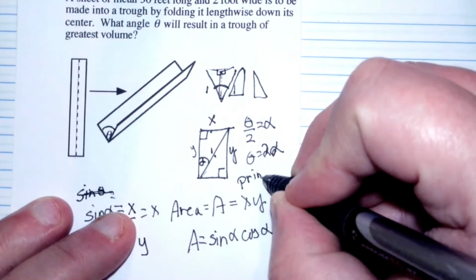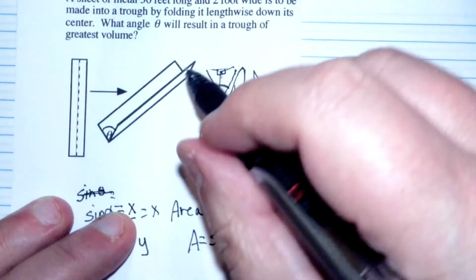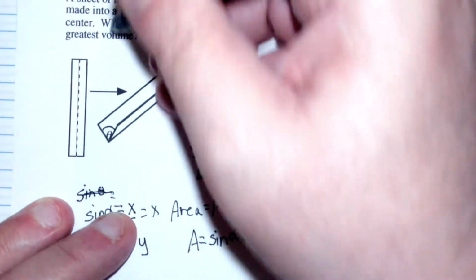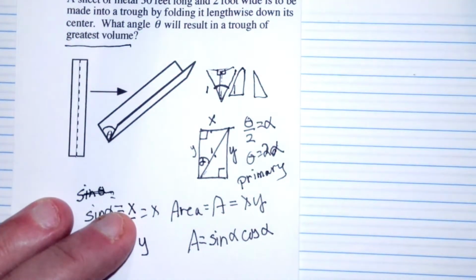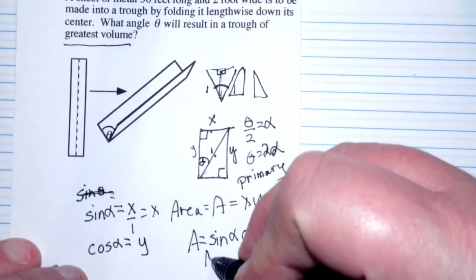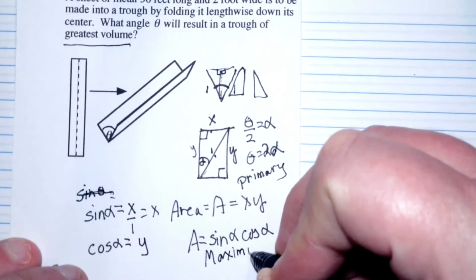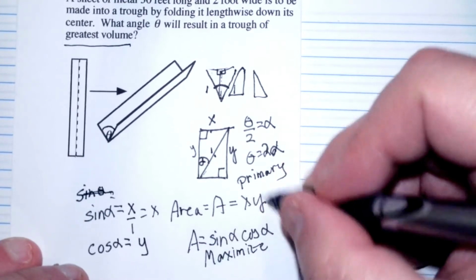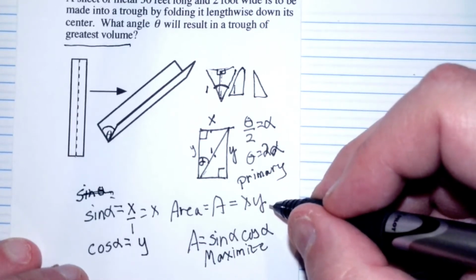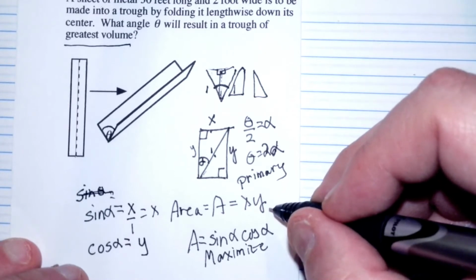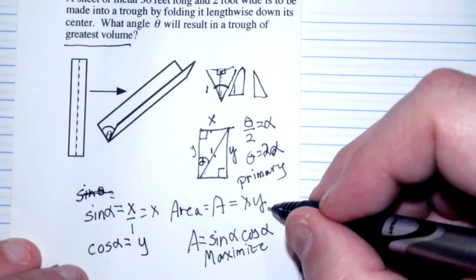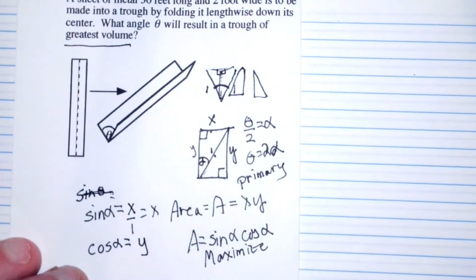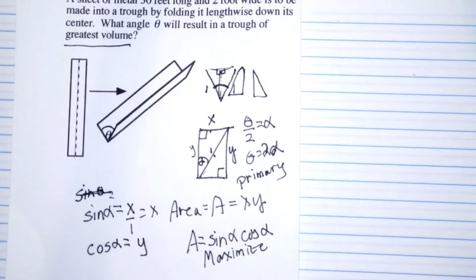How do I know it's the primary equation? Well, it says we want the greatest volume, so we want to maximize the volume. Well, we're actually going to maximize the area instead, but it's equivalent. So we want to maximize the area. That means this is the primary equation. This is the thing to be maximized. We need it expressed as a function of a single variable, so that's where these trig functions come in. Alright, it sounds like we're ready to differentiate.